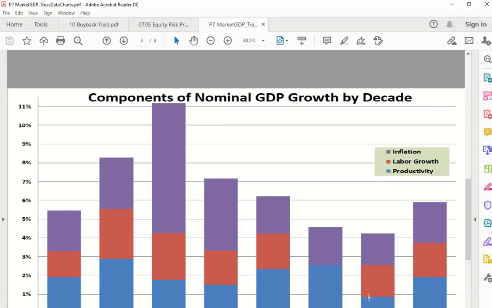Then you look at labor growth, and you look back in the 2000s, our first decade ever where we actually had fewer people working at the end of the decade than we did at the beginning of the decade. A lot of that's because of banking and construction, home construction. A lot of people were laid off in '08 and '09. We'll see what COVID has to do with that.